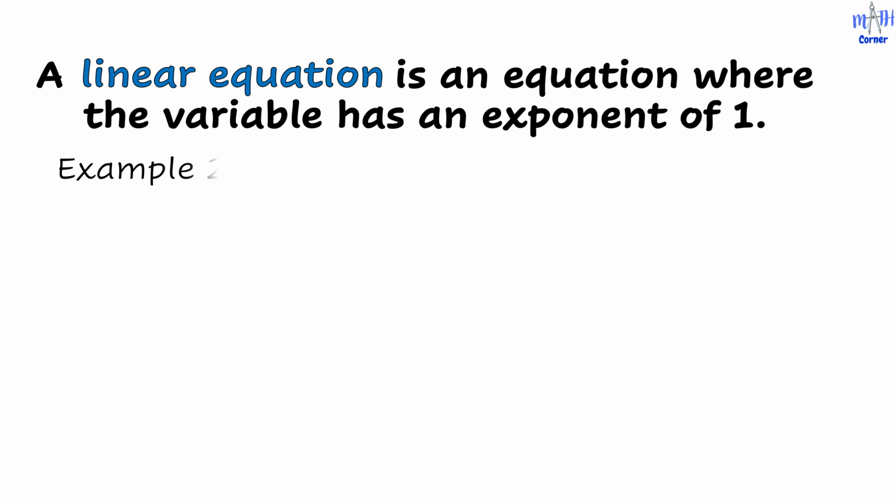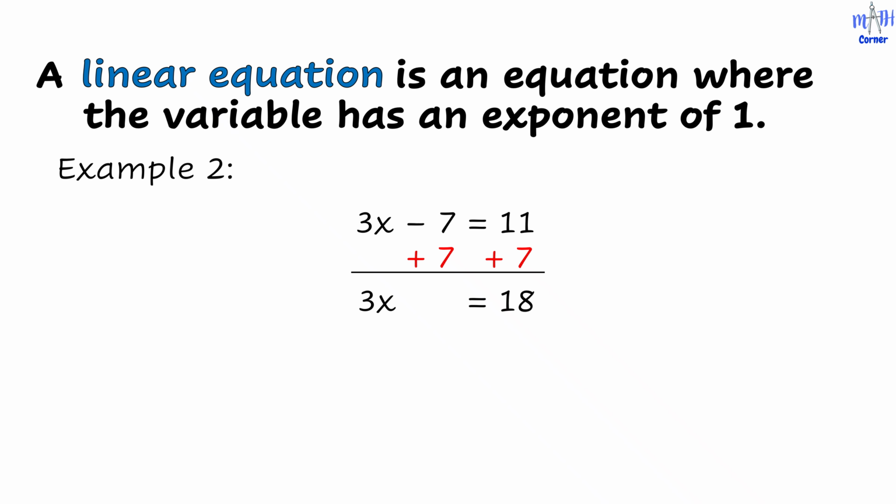Example 2. 3x minus 7 equals 11. Step 1. Add 7 to both sides. 3x minus 7 plus 7 equals 11 plus 7. Now we have 3x equals 18. Step 2. Divide both sides by 3. So, x equals 6.